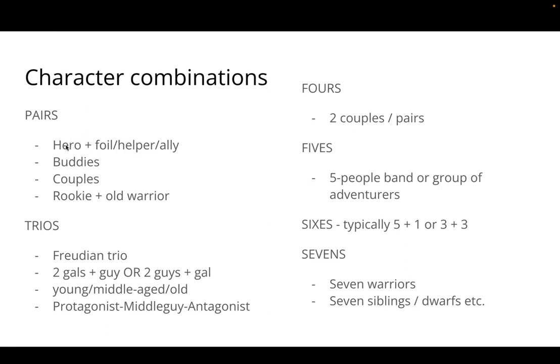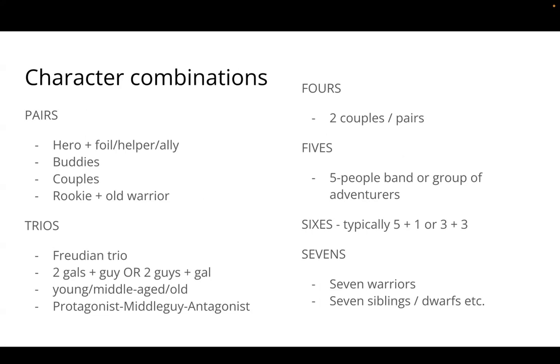In the pairs, you could have a hero and her or his foil. Foil means a kind of mirror. Or there could be a hero and an ally, or a hero and a helper, which could be an animal. Or this is a typical combination: somebody who's a rookie and somebody who's old and experienced. Well, I wrote warrior, but it doesn't have to be a warrior, obviously.